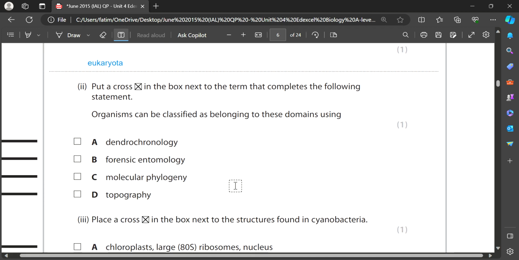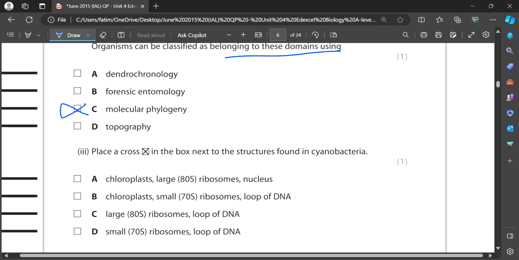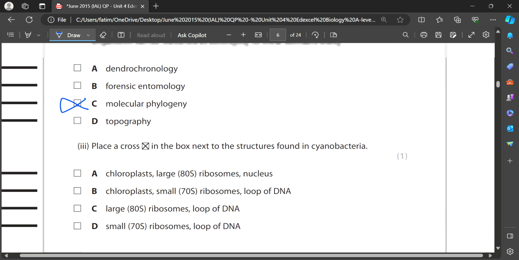There. Then over here we have to say that organisms can be classified as belonging to domains using, that's called molecular phylogeny. This is A-level to be fair, but we still need to know it. So that's the answer.